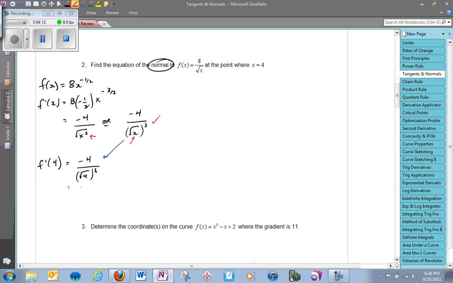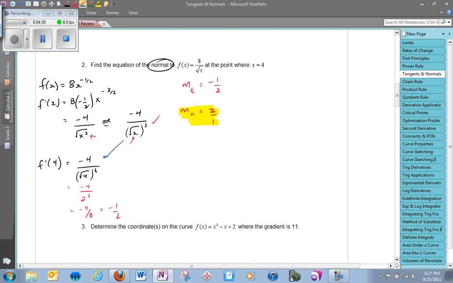So that's negative 4 over 2 cubed, which is negative 4 over 8, which is negative a half. Well, negative a half is the slope of my tangent. Notice I've written a little subscript of a t. The slope of my normal, therefore, is the negative reciprocal, which is 2 over 1. So this is the point at which I want to do this, not at the end. I want to do it now.